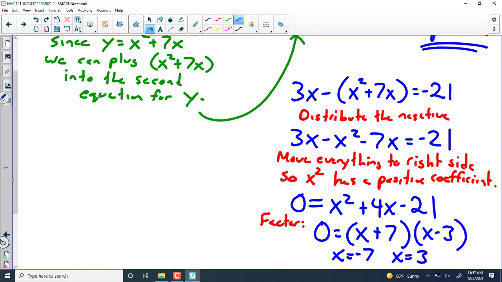You can plug the x squared plus 7x into the second equation. Once you do that, you've got to distribute that negative sign. And then, because I don't like having a negative x squared, I'm going to try to have a positive x squared. I move every term over to the right-hand side, so it would be a positive x squared. Positive x squared is a lot easier to factor than when you have a negative x squared.